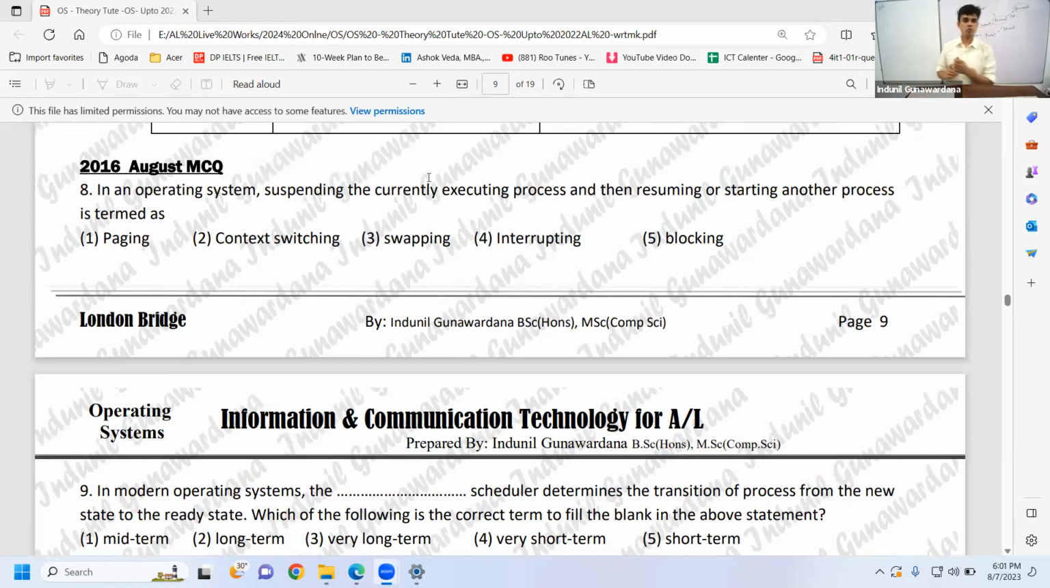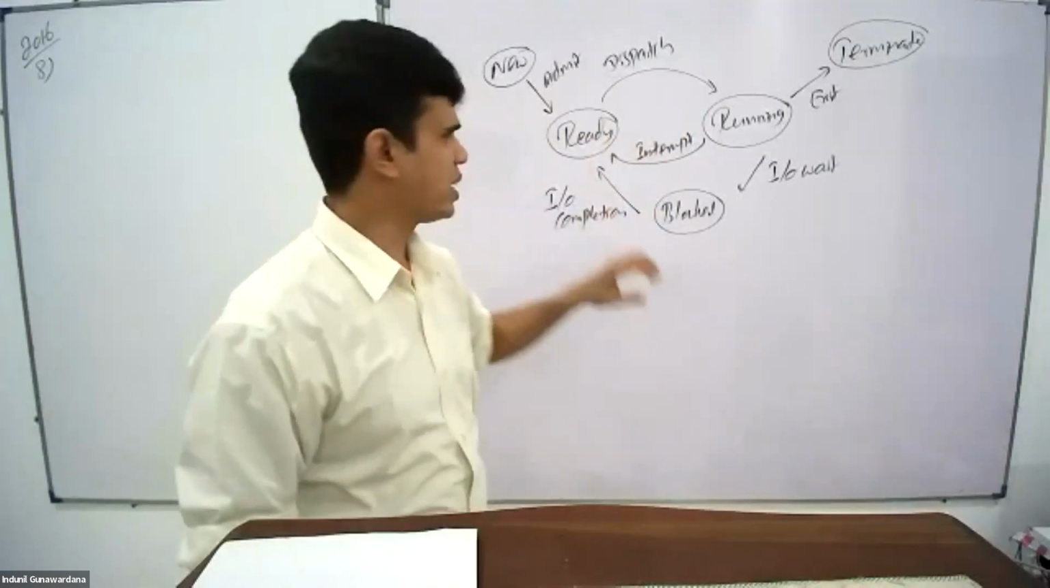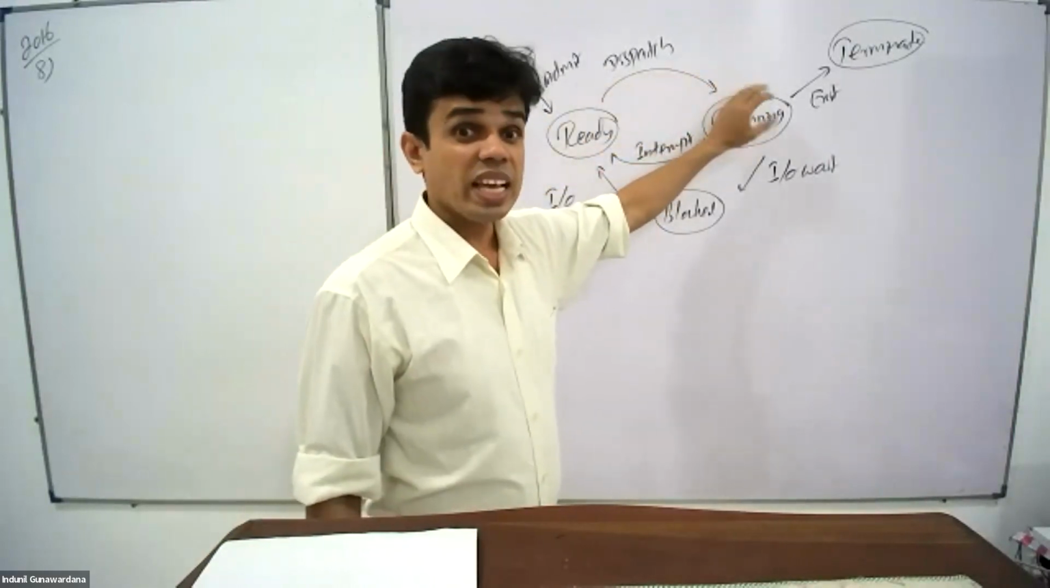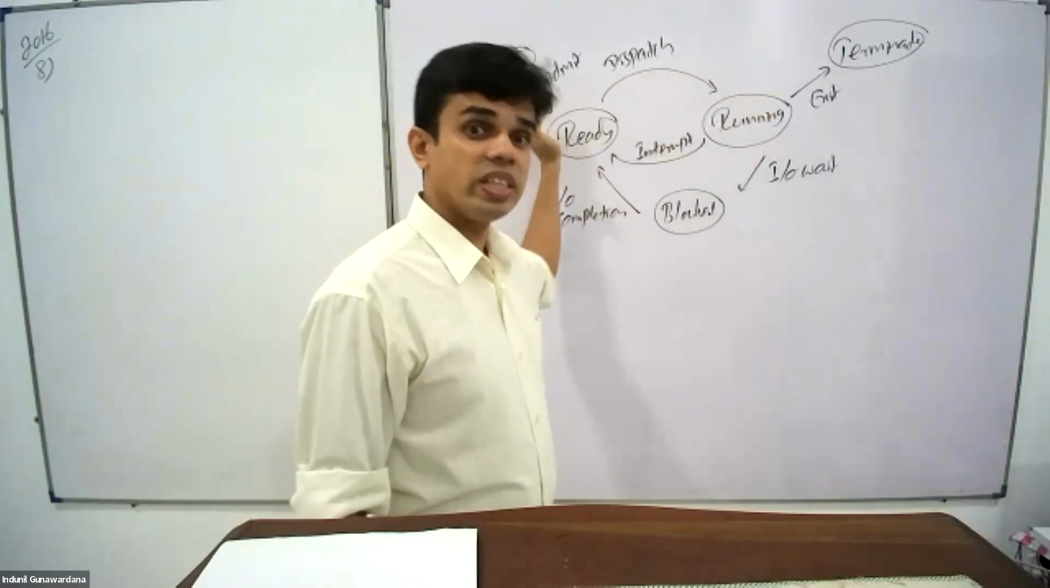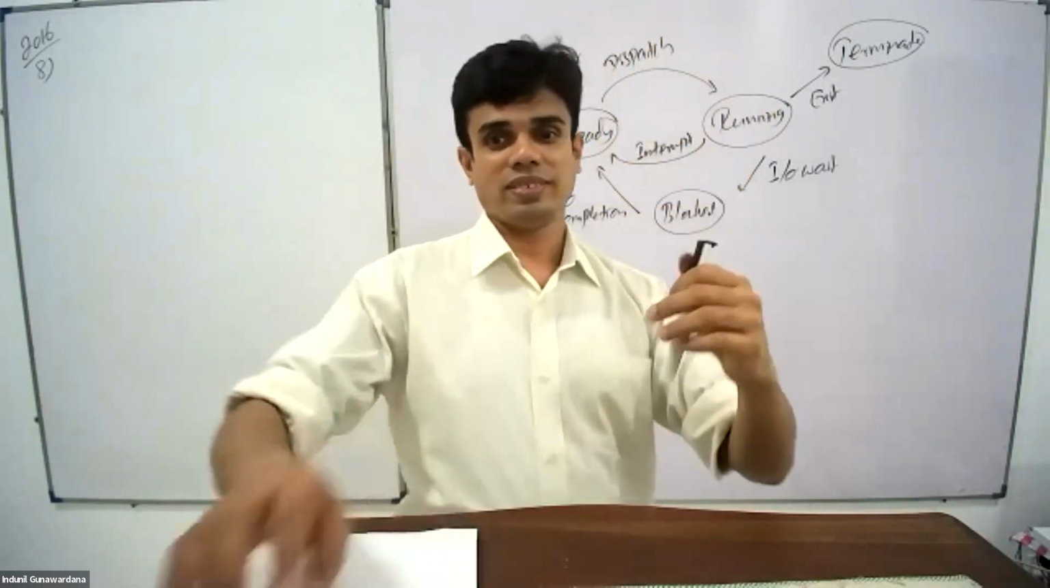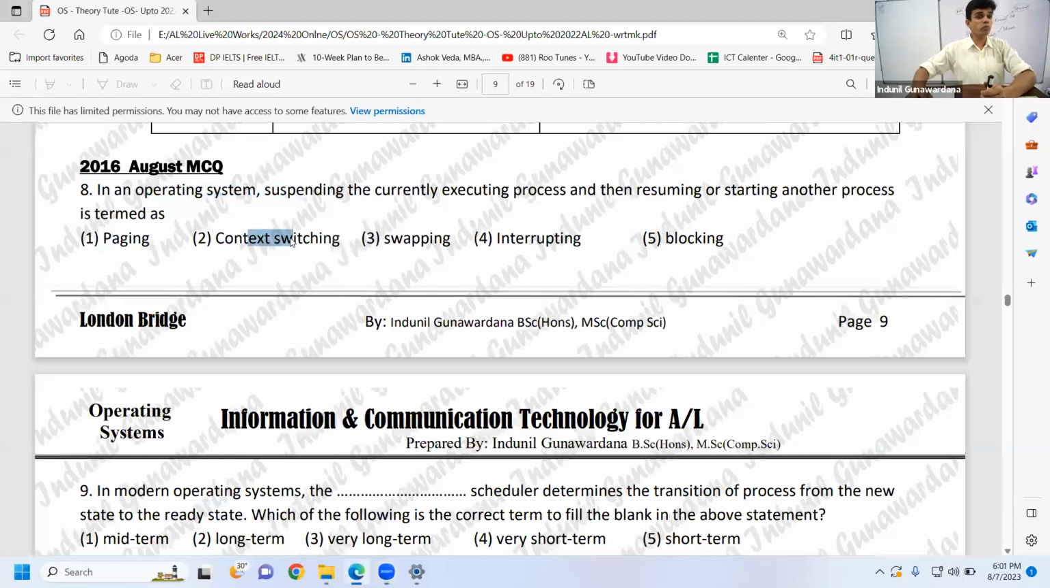Question number 8. In an OS, suspending the currently executing process and then resuming or starting another process. Another usual definition, right? Currently executing process, temporarily stopping it, giving the chance for another process. What is that called? Context switching, right? Direct definition. So that's called context switching, not paging. So in 8, it's going to be the second one.